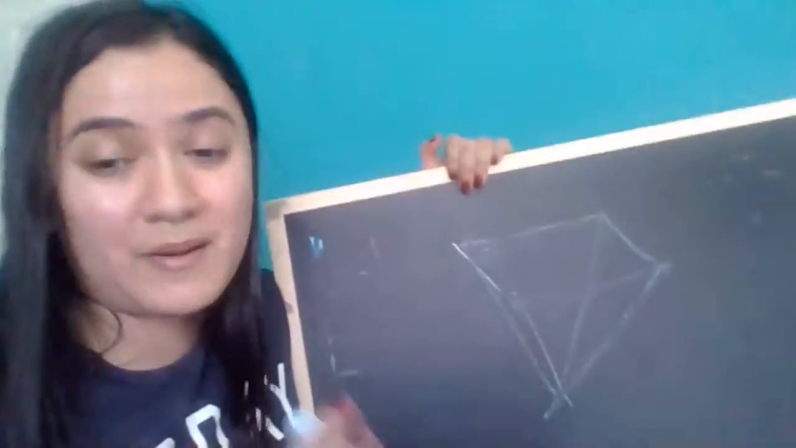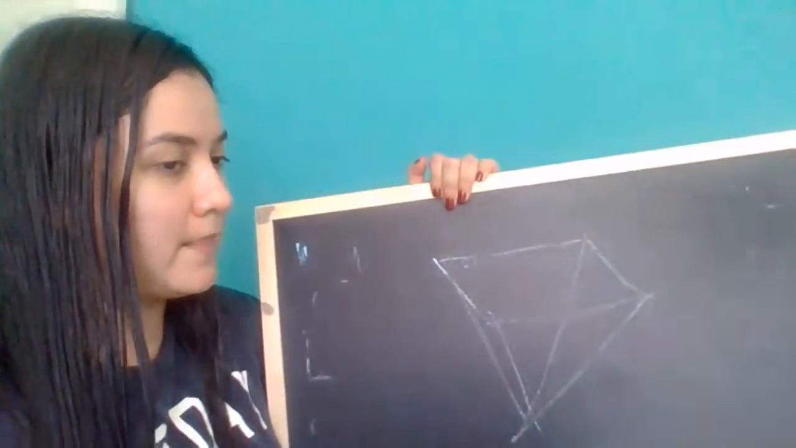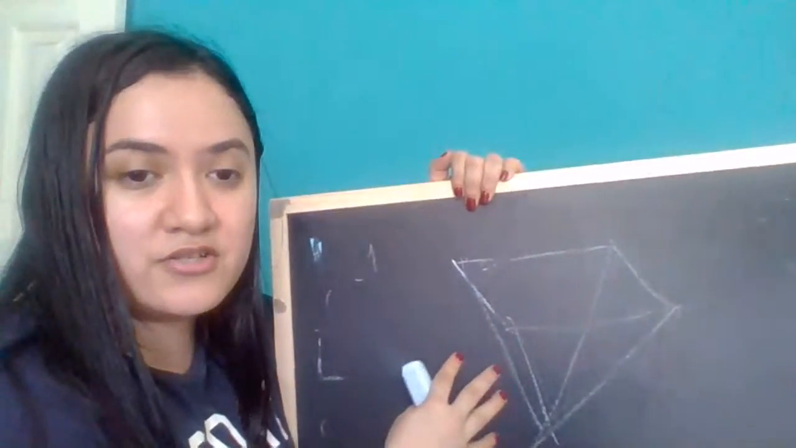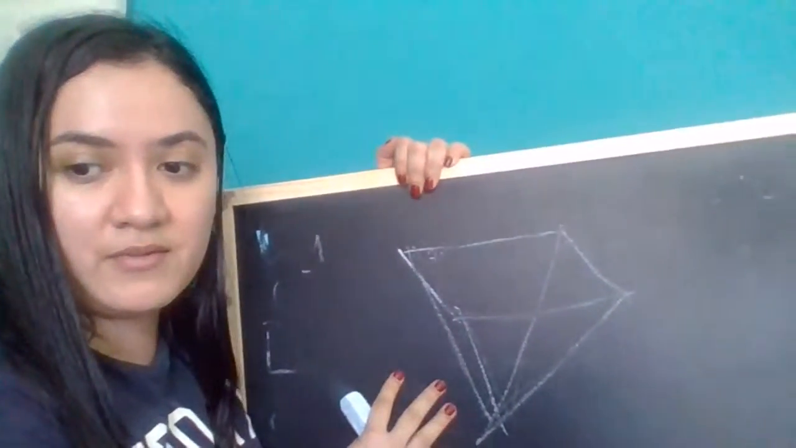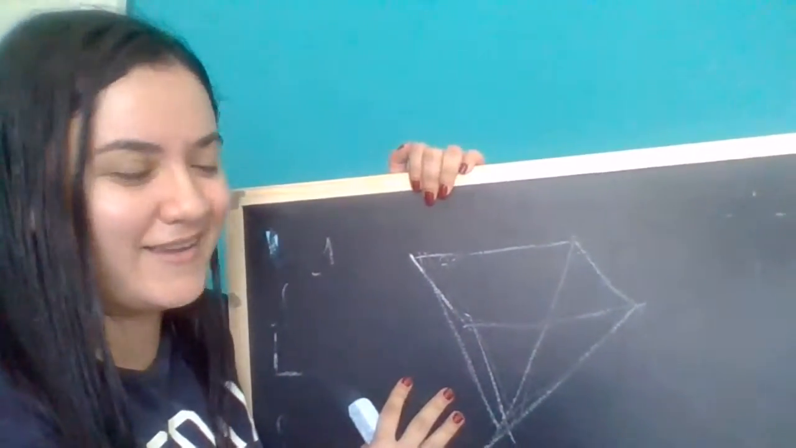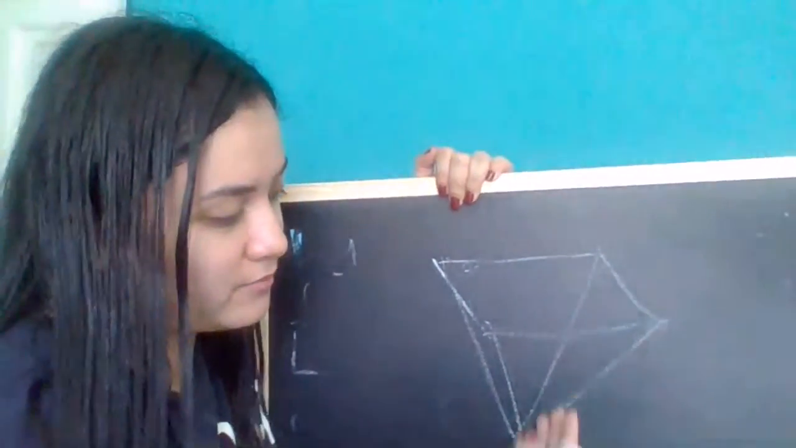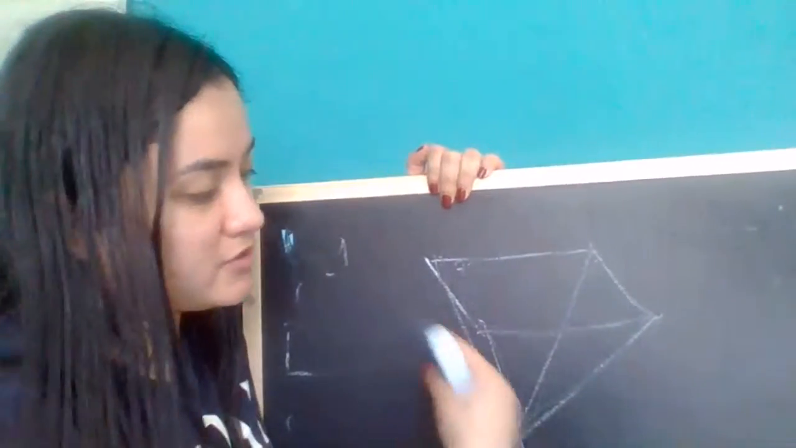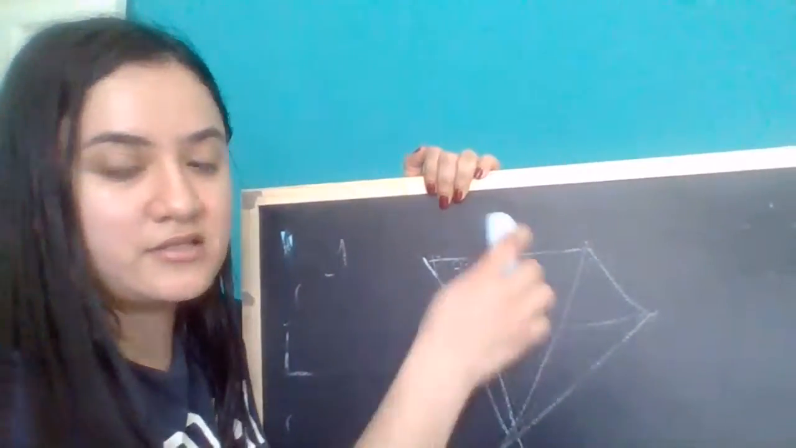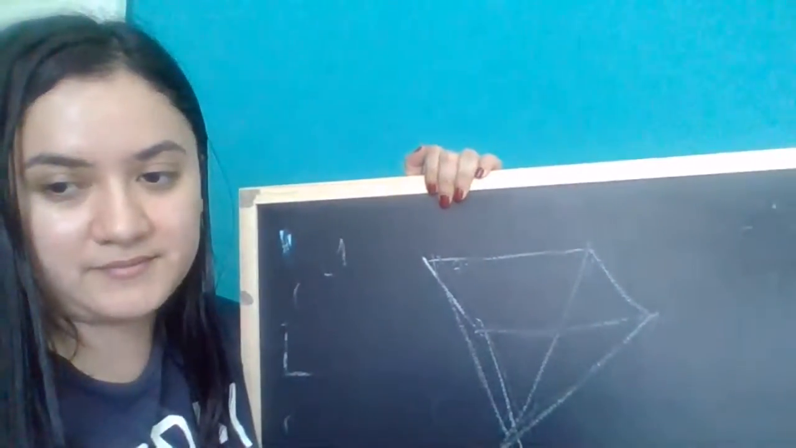Okay. So, do you understand why this is a square pyramid? Because this is a square and it is joined by triangles. So if it's joined by triangles, it's a square pyramid, right?